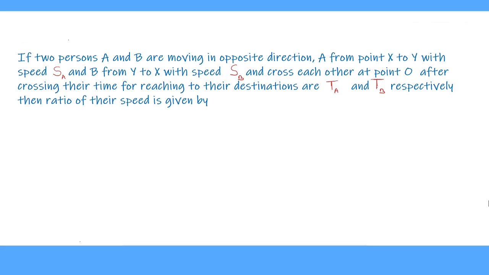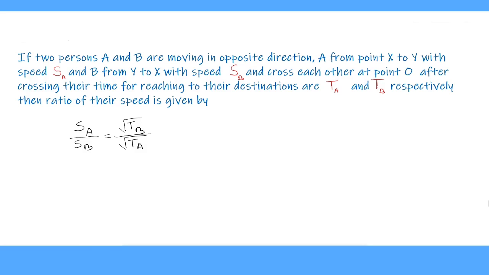We go to an extra formula for finding the ratio of two speeds. If two persons A and B are moving in opposite directions, A from point X to Y with speed SA and B from Y to X with speed SB, and they cross each other at point O. After crossing, their times for reaching their destinations are TA and TB respectively, then the ratio of their speeds is given by speed of A upon speed of B equal to under root of time of B upon under root of time of A. Here we have to remember that they are reciprocals.